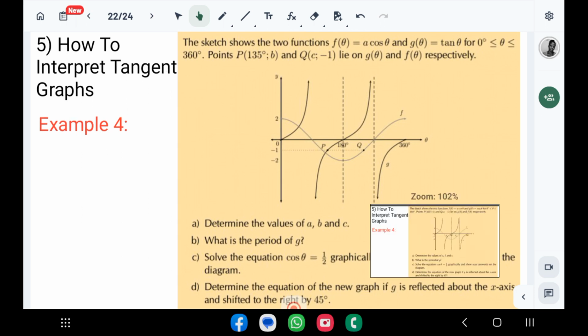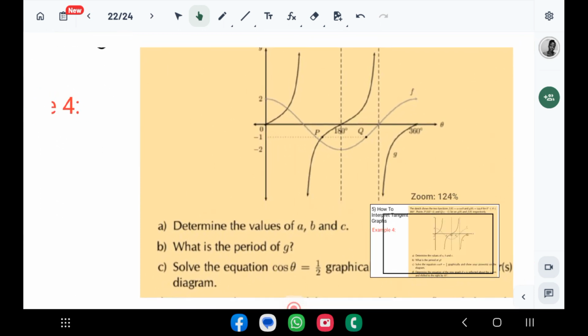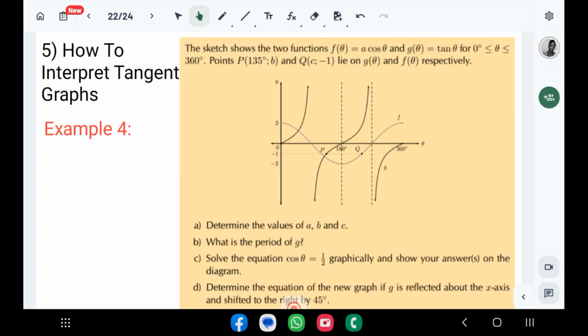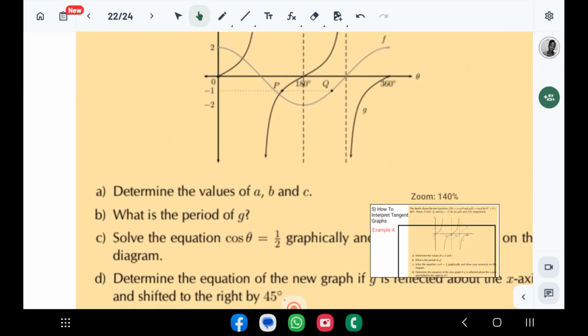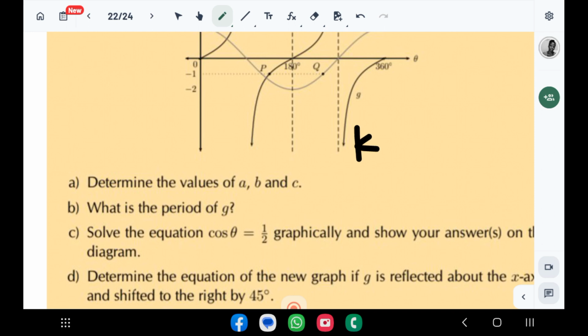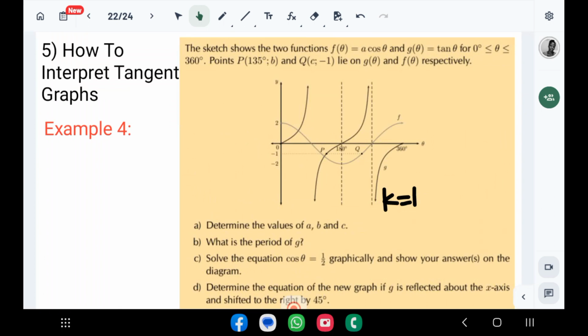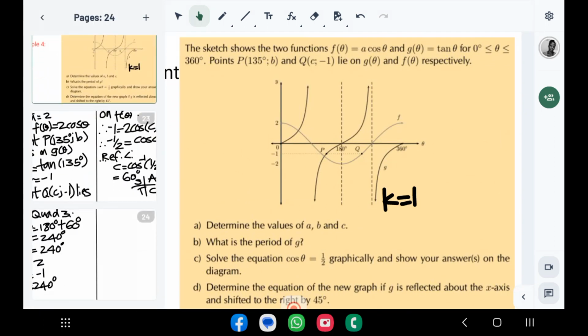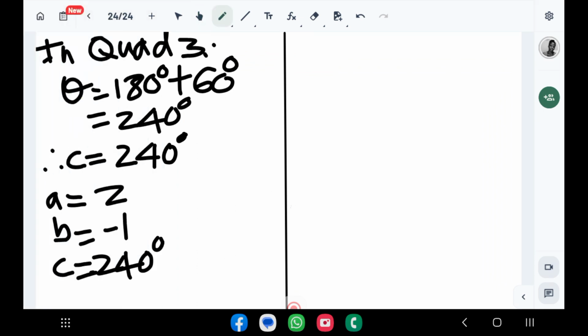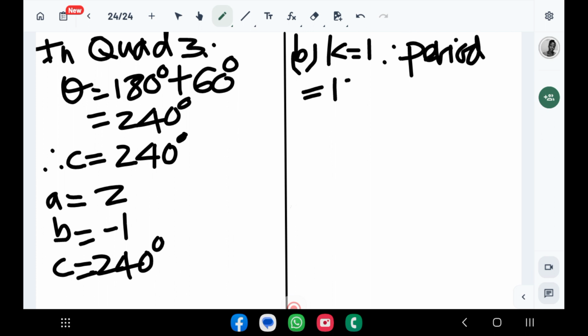Now let's look at number B. What is the period of G? G of theta is tan of theta. Your K is equal to 1 here. Therefore, the period is self-explanatory. It's equal to 180 degrees. K equals 1, therefore period equals 180 degrees.